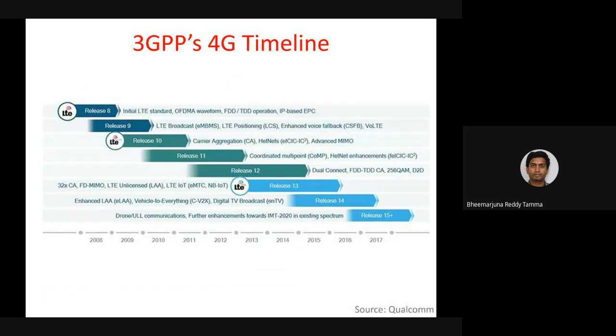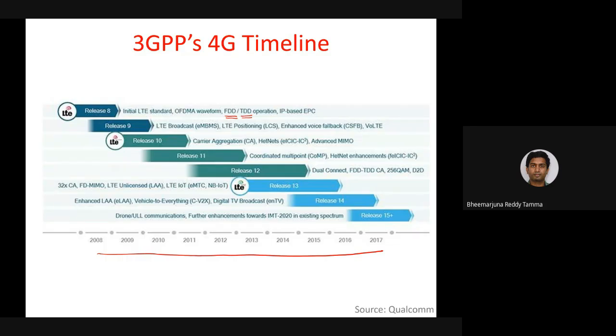Before I talk about the 5G timeline, let's quickly recap what has been done by 3GPP as part of 4G. If you look here on the x-axis, you see the timeline all the way from 2008 to 2017. 3GPP has worked on 4G, the first version being release 8, where the standard of 4G has been defined, including usage of OFDMA as the waveform, where 4G operates not only in FDD, it also operates in TDD. So if you recall, in the context of GSM, I was mentioning that a handset is assigned both downlink and uplink frequencies. That's what frequency division duplexing is about.